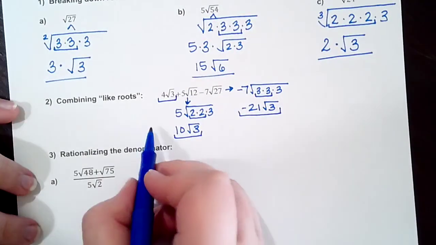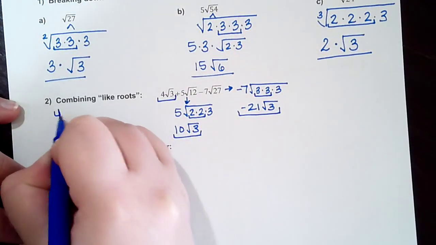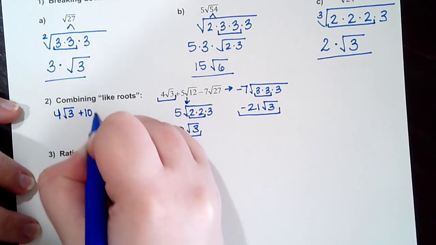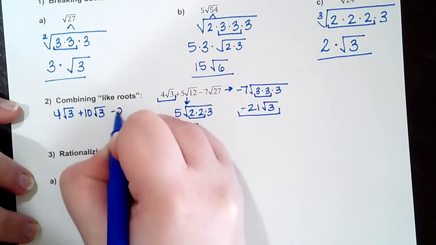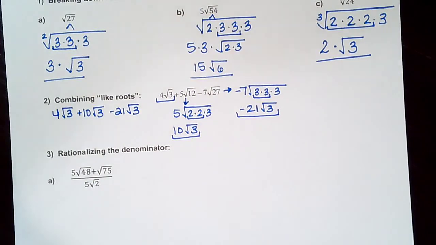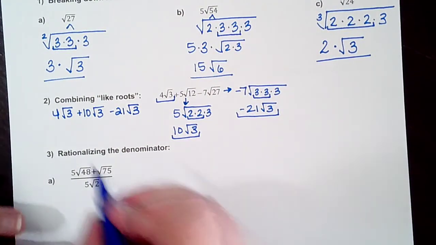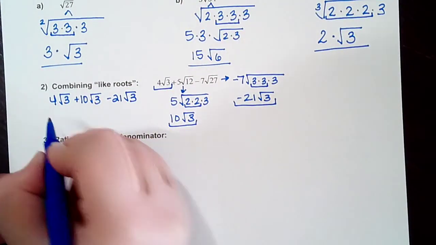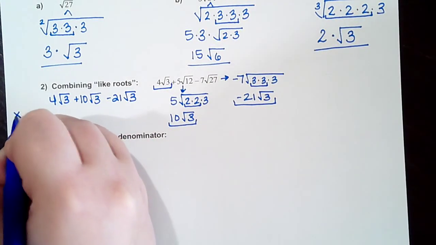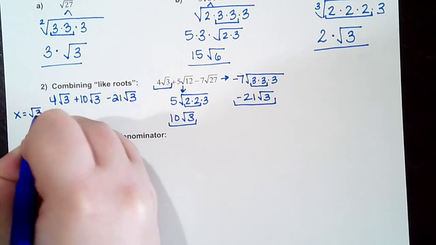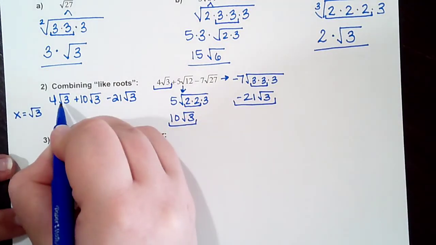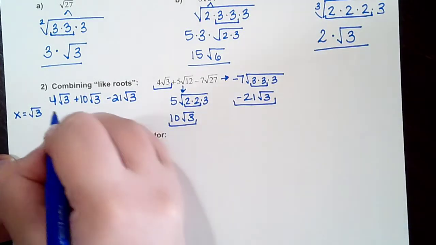So let's do that. I'm actually going to do that over here. We've got 4 root 3 plus 10 root 3 minus 21 root 3. And I know a lot of people get confused by the roots. Here is my little college hack. So there's something called substitution method. And what that means is I can essentially replace the thing that's bothering me with something that's easier to look at. So in this case, this square root of 3 can confuse some people.